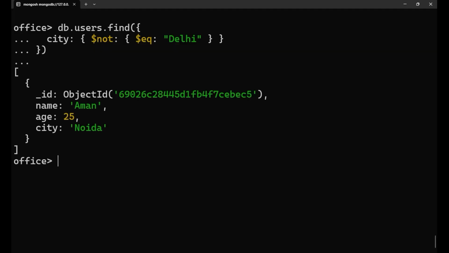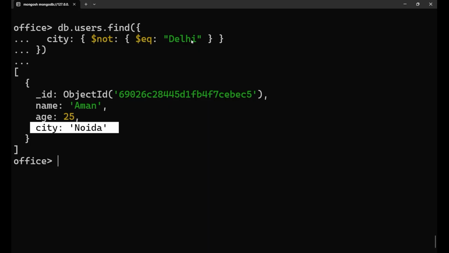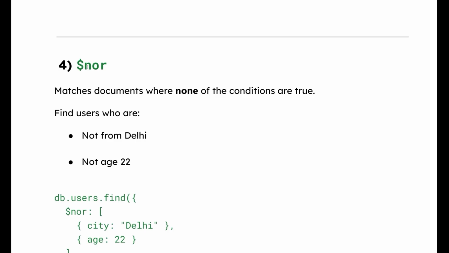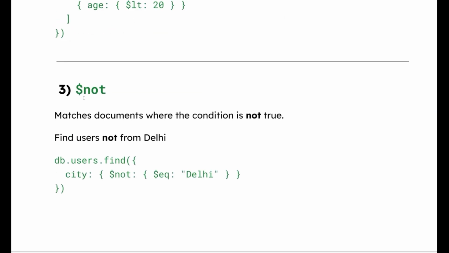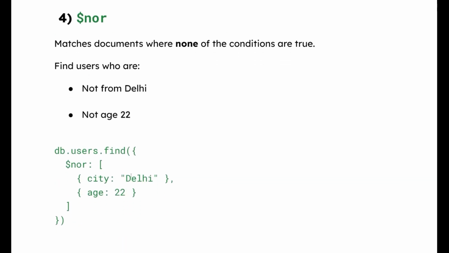Now if I press enter, you can check I got the document where city is Noida, not equal to Delhi, right? So this is how it works. Now let's come to the next operator, which is $nor, which is a NOR operator, of course. It matches documents where none of the conditions are true, which means in the $not operator you were giving only one particular condition, right? But with this NOR, you can give lots of conditions where none of the conditions are true, right?